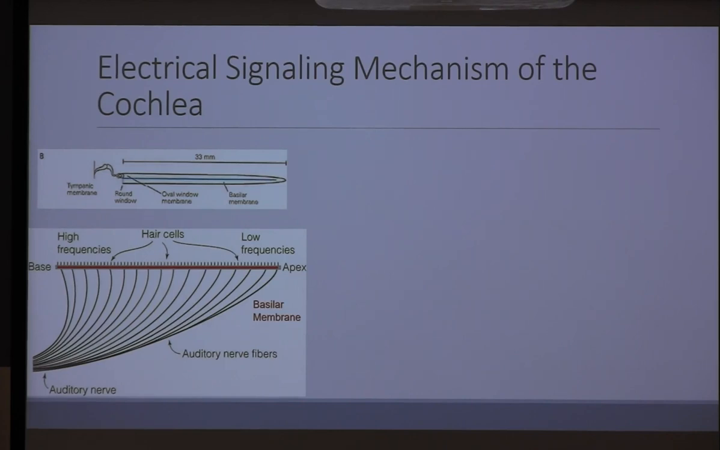But it's also important to understand how the cochlea sends electrical signals to the brain. Here again, we have our unraveled cochlea with the basilar membrane laid out. Higher frequencies resonate closer to the base, and lower frequencies resonate closer to the apex. And so the key in turning this motion of the basilar membrane into an electrical signal are these hair cells which line the cochlea. The hair cells are the sensory cells of the auditory system, and they convert being compressed by the basilar membrane into an electrical signal.